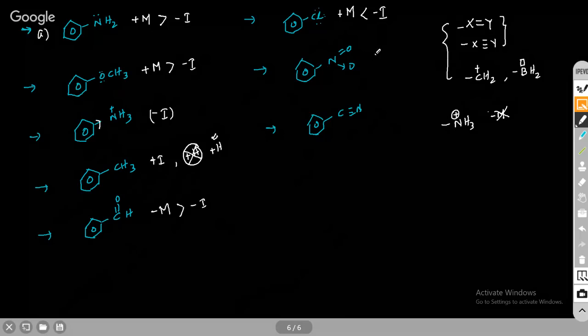Order will be this. We'll have minus M and minus I possible. Minus M dominates. Is it clear? There's no condition as such. You see, wherever we have resonance possible, hyperconjugation possible, and inductive effect possible, then the most dominating condition is resonance, then hyperconjugation, and then inductive effect.